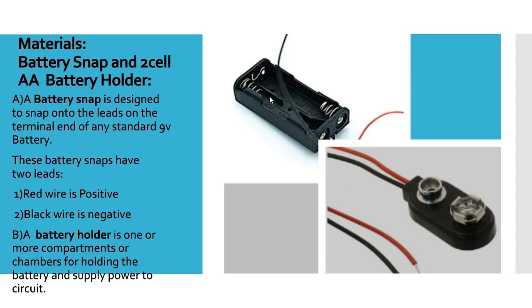And then the battery holder has compartments. The battery holder we are using in this project has two compartments for AA batteries, and it has wires which we connect to the circuit to supply the power.